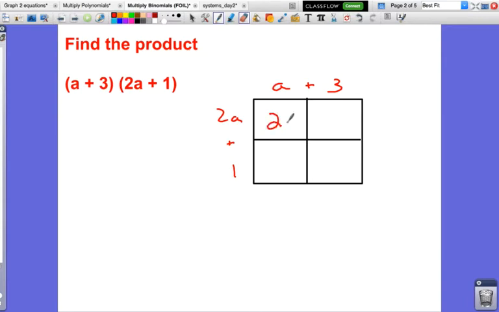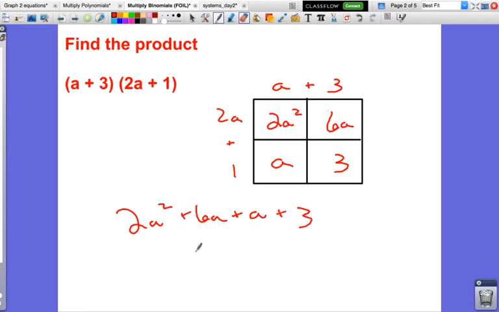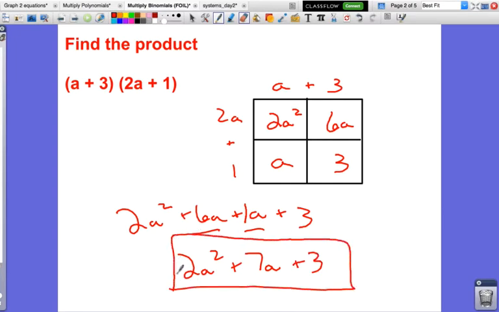2a times a is 2a squared. So a times a is a squared. 2a times 3, so 2 times 3 is 6, I keep my a. 1 times a is just a, and then 1 times 3 is just 3. So I have 2a squared plus 6a plus a plus 3. I'm just rewriting everything I have inside my boxes, and then I can simplify by combining like terms. So I still have 2a squared plus 7a, because when I add these together, it's like having a 1 in front. So 6 plus 1 is 7, plus 3. And this is all the way simplified. I'm all done. And that's how we would multiply these with the table.